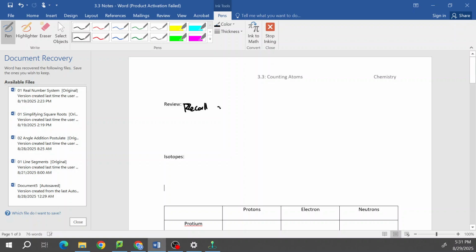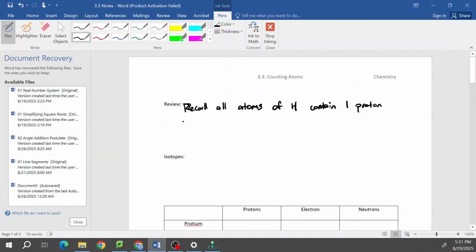Recall, all atoms of hydrogen contain one proton. I can find this by looking at the periodic table and finding the atomic number of the element. So for hydrogen, the atomic number is 1, which means that no matter what, hydrogen will always have one proton. If you see an atom that does not have one proton, it cannot be hydrogen, because the definition of being hydrogen essentially is that it contains one proton in the nucleus.